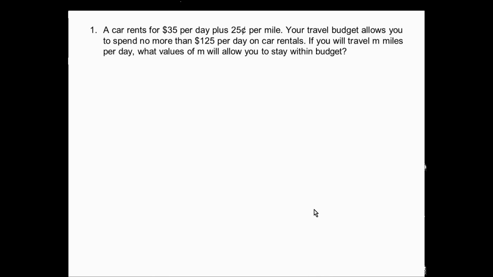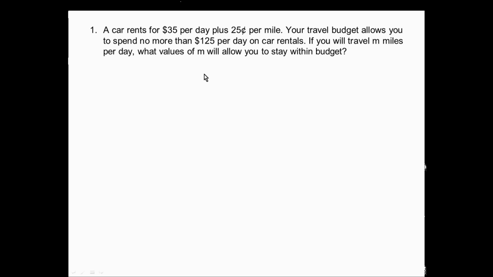Okay, first one. A car rents for $35 per day plus 25 cents per mile. So if you just sit out in the parking lot, that's costing you $35 a day. Your travel budget allows you to spend no more than $125 per day on car rentals. If you will travel m miles per day, what values of m will allow you to stay within budget? Now notice, if you drive 0 miles, you're within budget. Also, if you drive 1.7 miles, you're within budget. So there are a lot of mileages that will allow you to stay within budget.